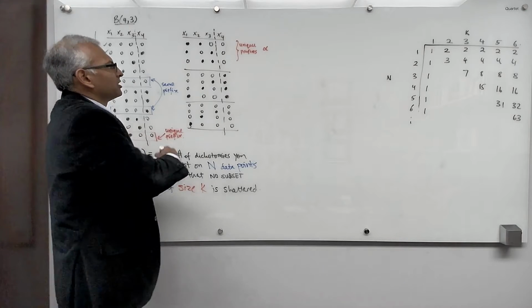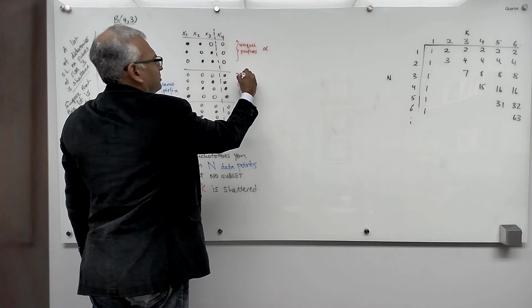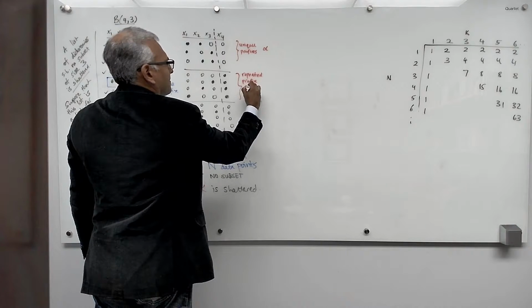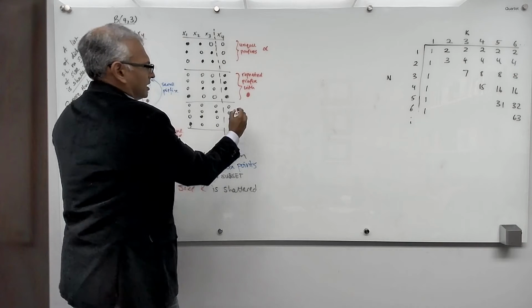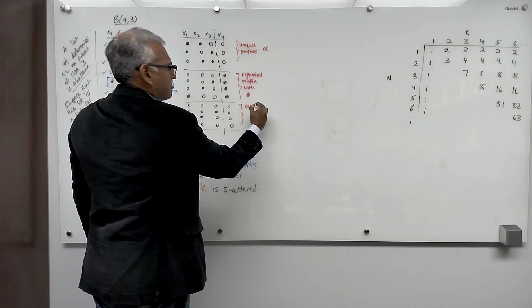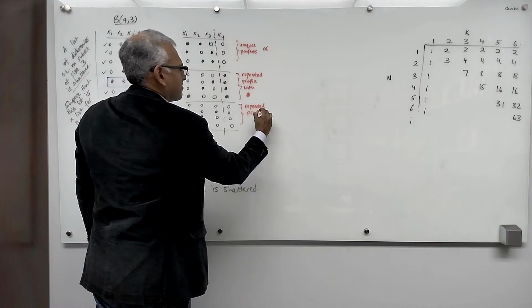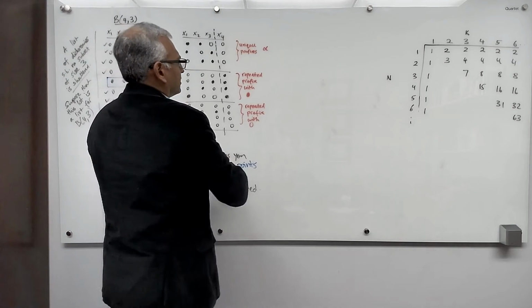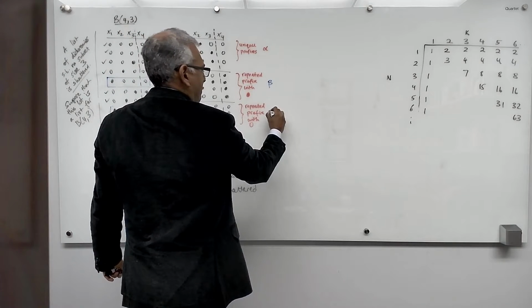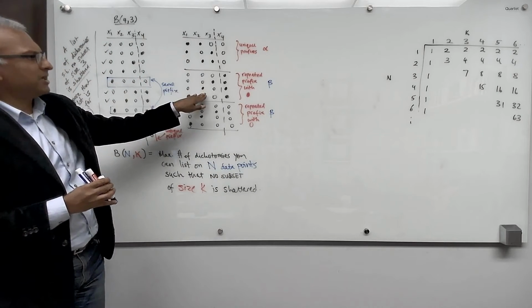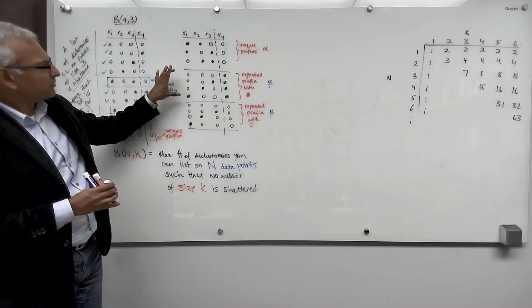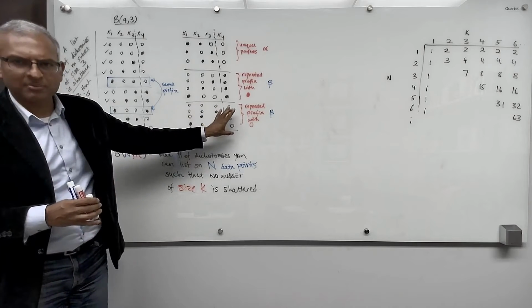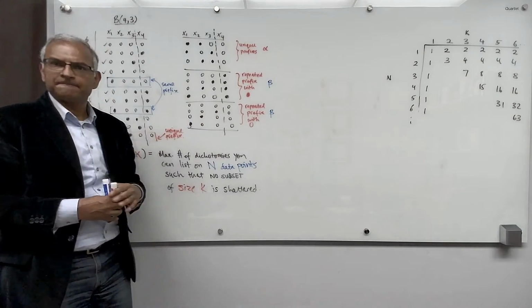Now let me call this repeated prefix with plus, and this repeated prefix with minus. Let me call the number of these beta. Since there are an equal number of repeated prefixes with plus as there are repeated prefixes with minus by definition, this is also beta.